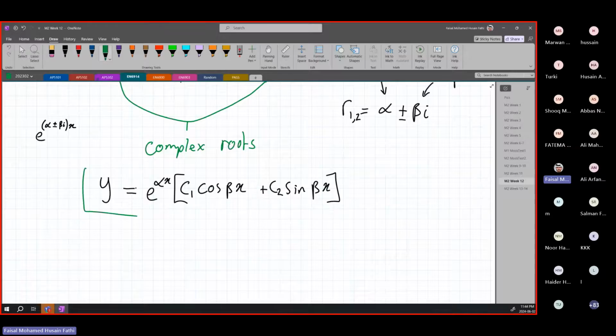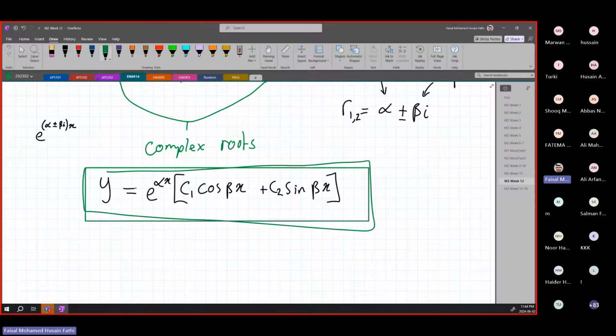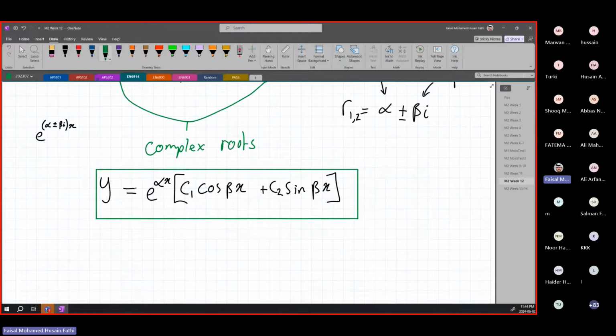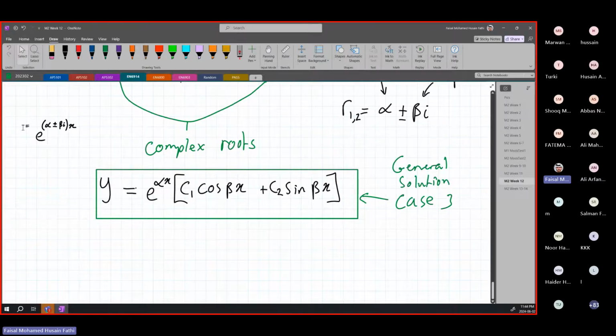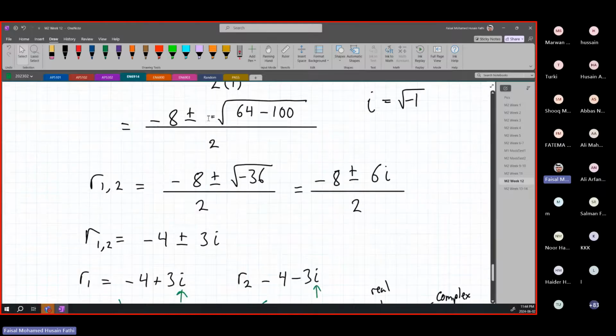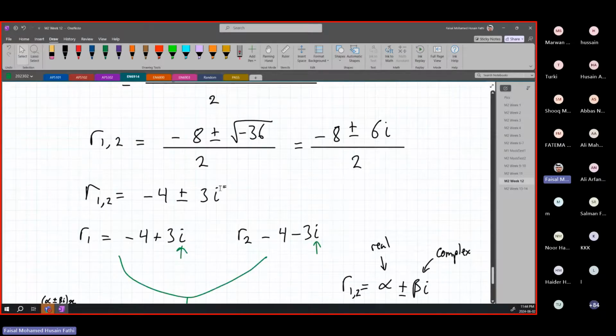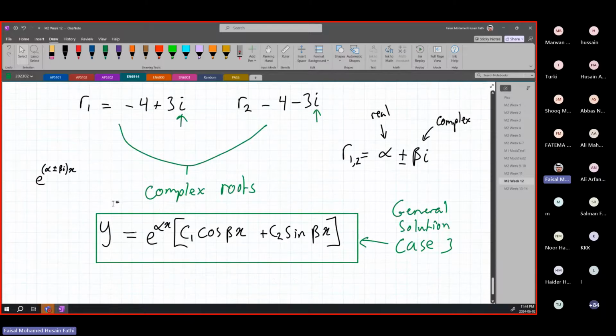And this is our third and last case for a second order differential equation, where we have complex roots. So this is the case 3 general solution. Meaning, we saw 3 examples for 3 different cases. Now we can solve for any different case.